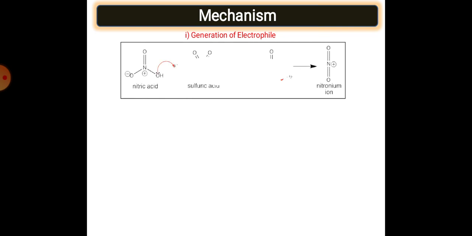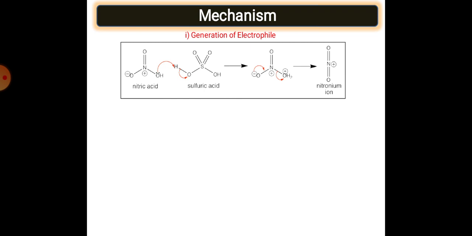The mechanism of this reaction begins with the generation of the electrophile. You must have the electrophile. How is the electrophile produced? Now we have nitric acid and sulfuric acid. You know that sulfuric acid is a stronger acid than nitric acid, because the oxidation state of sulfur is +6, while the oxidation state of nitrogen in nitric acid is +5. So here the proton is donated from sulfuric acid to nitric acid.